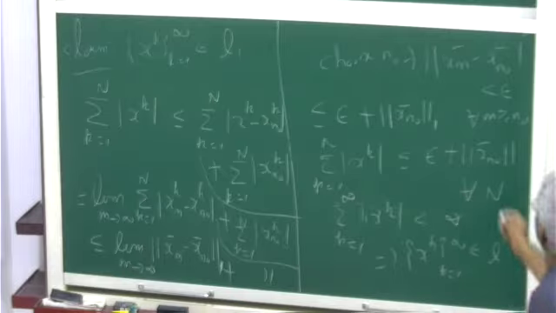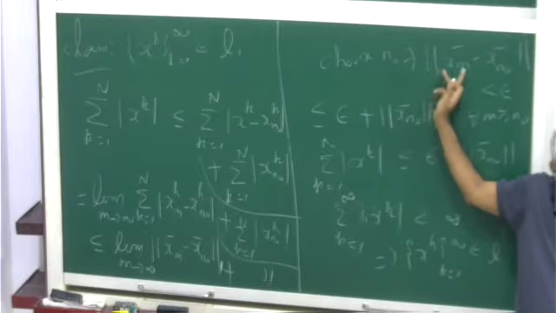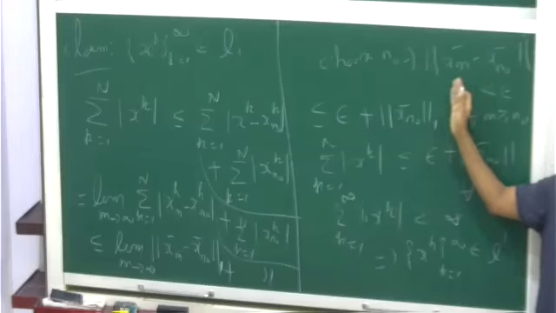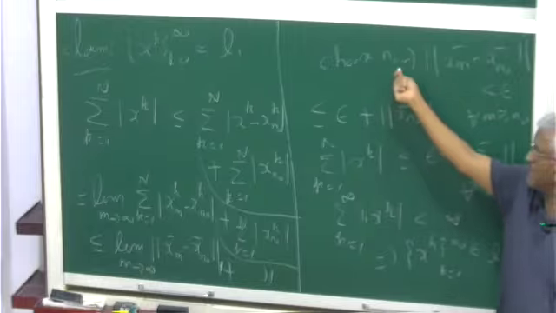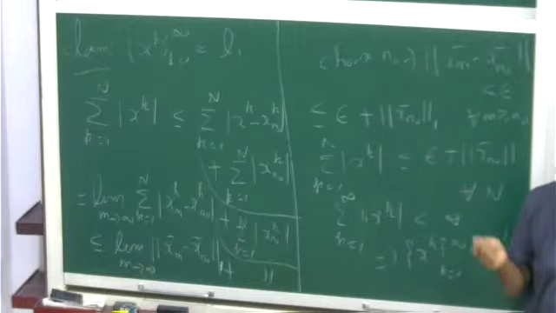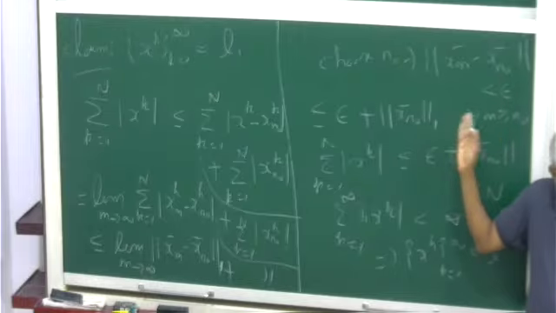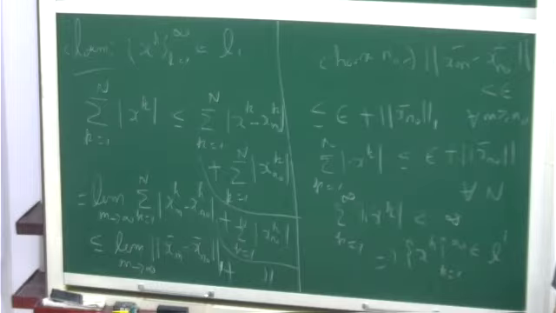No. I am using the fact that n naught only depends on epsilon. I am choosing it using the fact that this is Cauchy, that means this is Cauchy in L1 norm. Because of that, I can choose this n naught for all k. That doesn't depend on k. I mean, this norm itself is less than epsilon because it's Cauchy in L1. Because of that, I can do that.